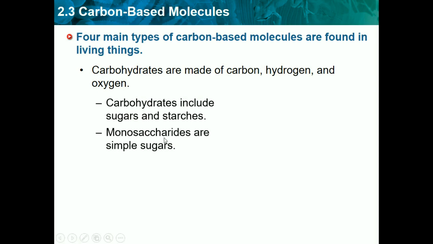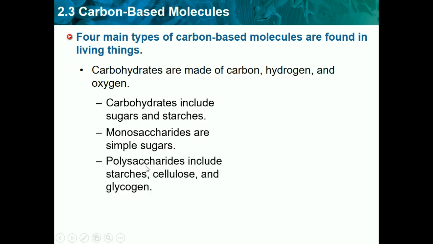So monosaccharides are simple sugars. Are monosaccharides monomers or polymers? If they're simple sugars and they make up something bigger, complex sugars, they have to be a monomer, and it says monosaccharide. So mono is 1, monomer is also 1.